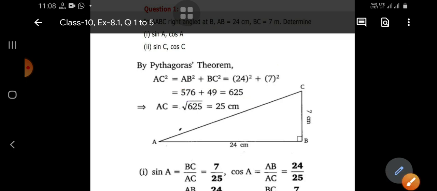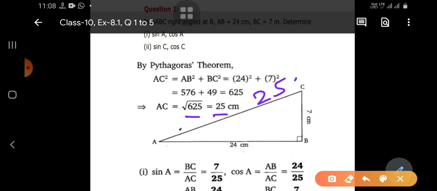We have to find the value of only AC. So AC will be under root 625. After the square root you get 25 centimeter. Now the hypotenuse is 25 centimeter, and you have all three sides.